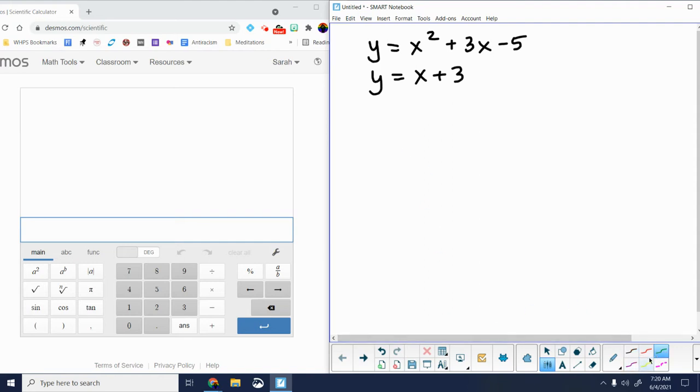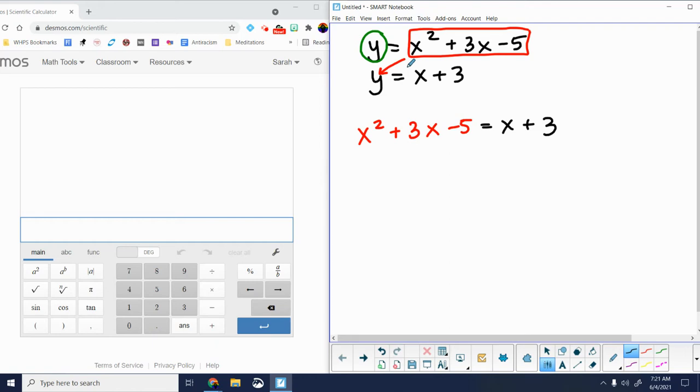So since we have y isolated, we know we can use substitution method by substituting in x squared plus 3x minus 5 for y in the other equation. So we're going to get x squared plus 3x minus 5 equal to x plus 3. So when you have a system and the variables y are both isolated, you can use substitution method by basically setting the two equations equal to each other.